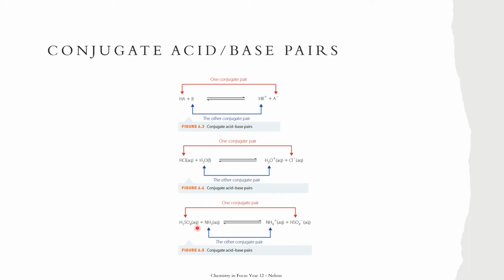Another example here, this is one that doesn't involve water. We have sulfuric acid donating a proton to the ammonia and forming hydrogen sulfate, which is the conjugate base, and the ammonia accepting the proton, forming the conjugate acid ammonium. Now, ammonium will donate a hydrogen back to the hydrogen sulfate, reforming into sulfuric acid.